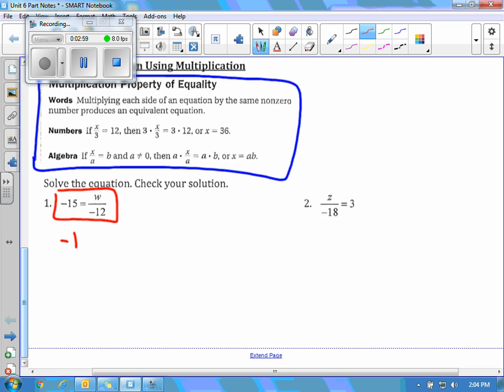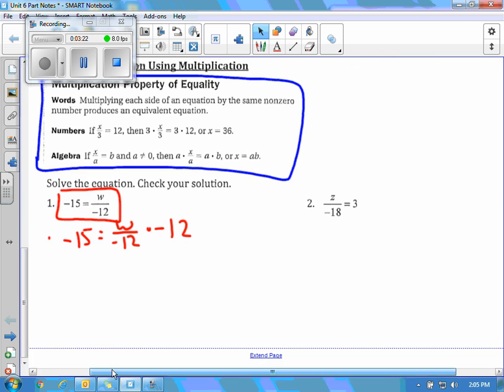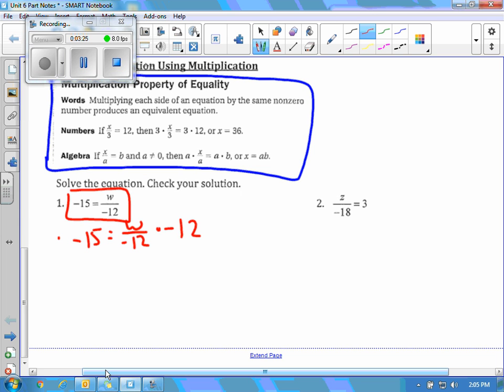So I'll have negative 15 equals w over negative 12. Now, if you look at the right side, I have a fraction. Remember, fraction means division. So to undo that operation, I need to multiply. For how advanced we are right now, all we need to know is to multiply by the denominator. So I'm going to multiply both sides by negative 12. On the left side, negative 12 times negative 15 is going to be positive 180. On the right side, these two negative 12s cancel each other out, so I'm just left with w.